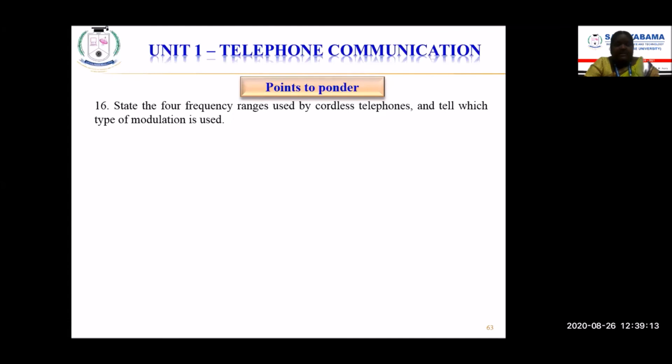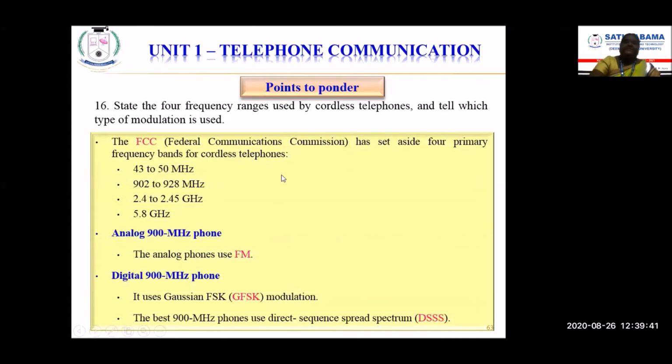Suresh has answered 43 to 50 megahertz. So it's in the range of megahertz. Yes, Prithvika has answered this correctly: 43 to 50, 900 megahertz, 2.4, 5.8 gigahertz. Yes, very good. Okay, now let us see in detail. The FCC, the Federal Communications Commission, has set aside 4 primary frequencies: 43 to 50 megahertz, 902 to 928 megahertz, 2.4 to 2.45 gigahertz, and 5.8 gigahertz.